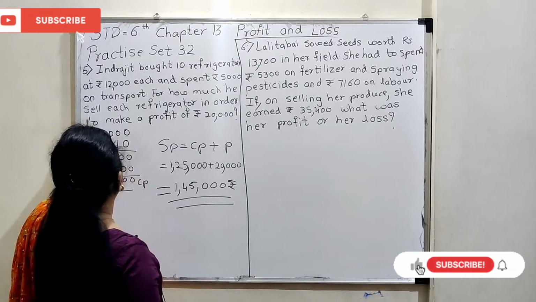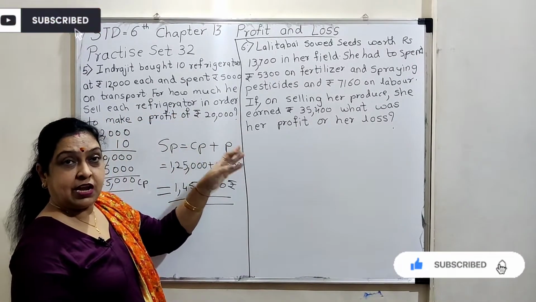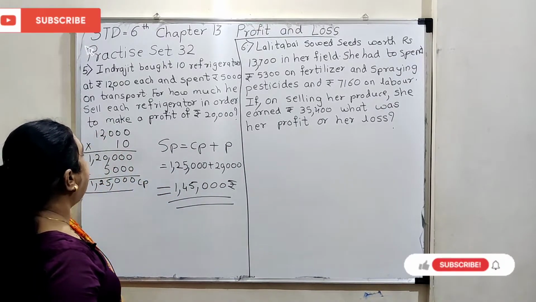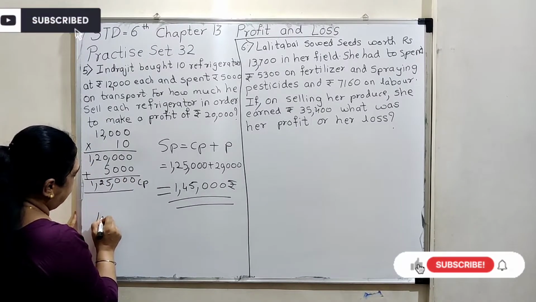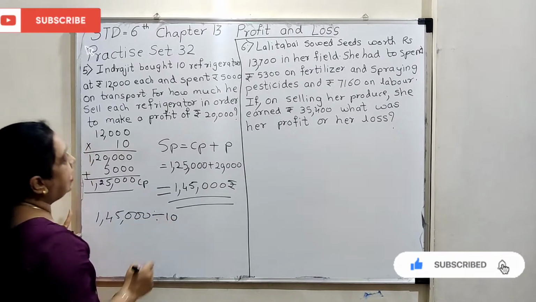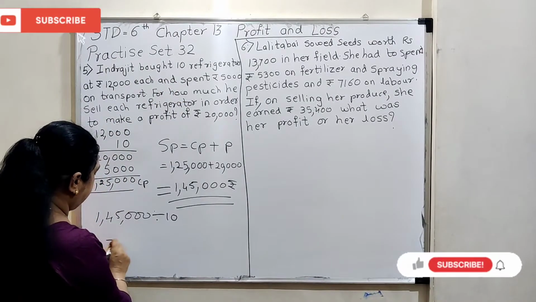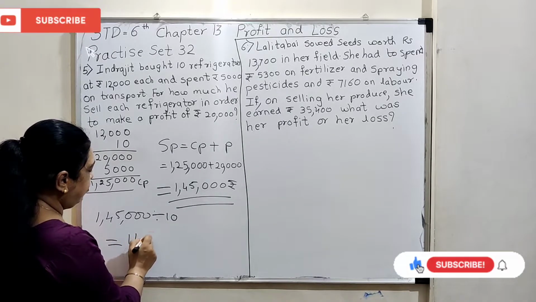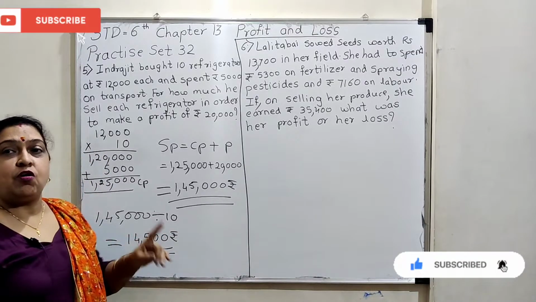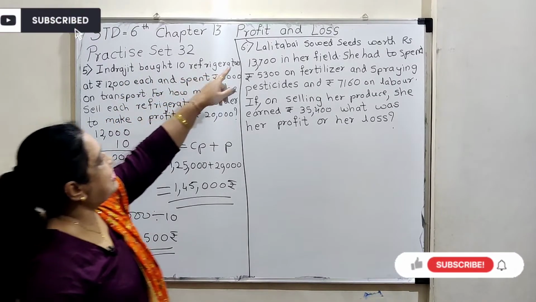So for how much he sell each refrigerator in order to make a profit of rupees 20,000. Now we have to divide this 1,45,000 by 10 refrigerators, because there are 10 refrigerators. So the price of one refrigerator will be, when we divide this, we'll get the answer 14,500 rupees. This is the cost of one refrigerator.